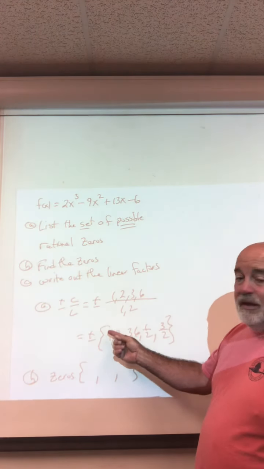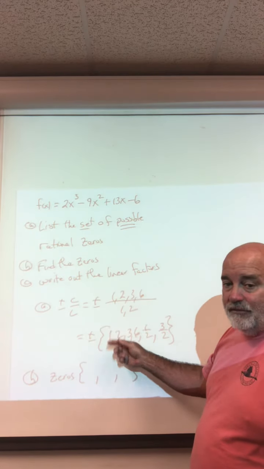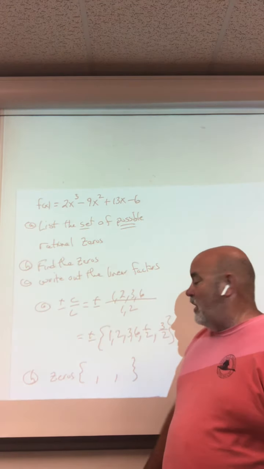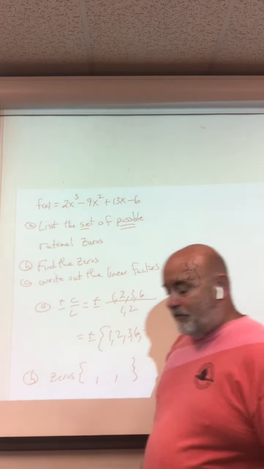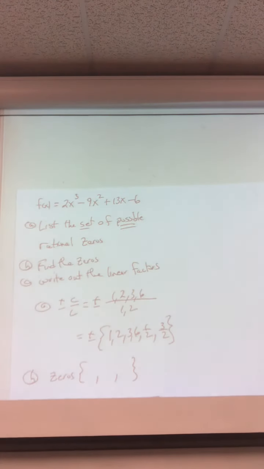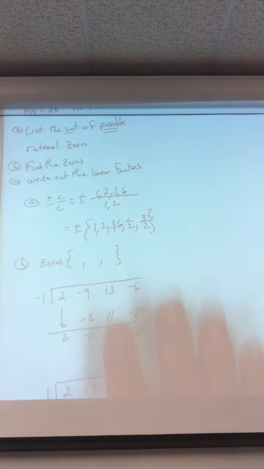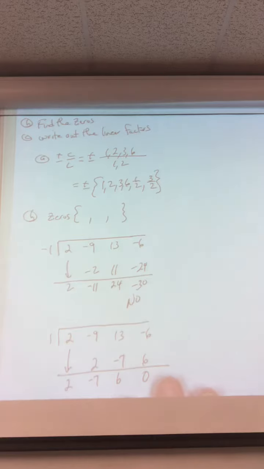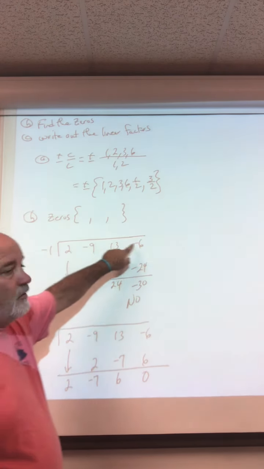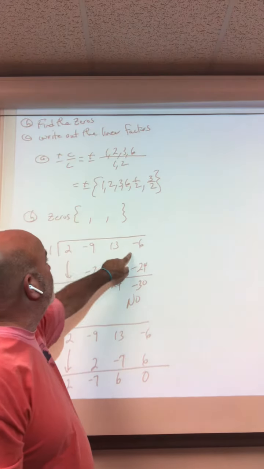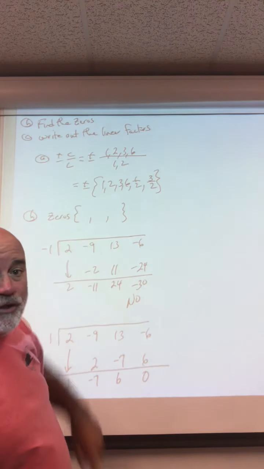I'm going to try negative 1 and positive 1, negative 2, or in any order I want to, but I'm about to try these. All right, if you'll notice, I tried negative 1 first, and it didn't work. Got 2, negative 9, 13, negative 6. Where did those numbers come from?